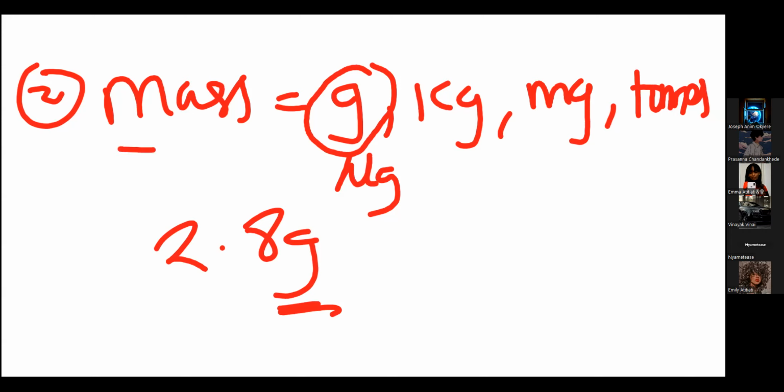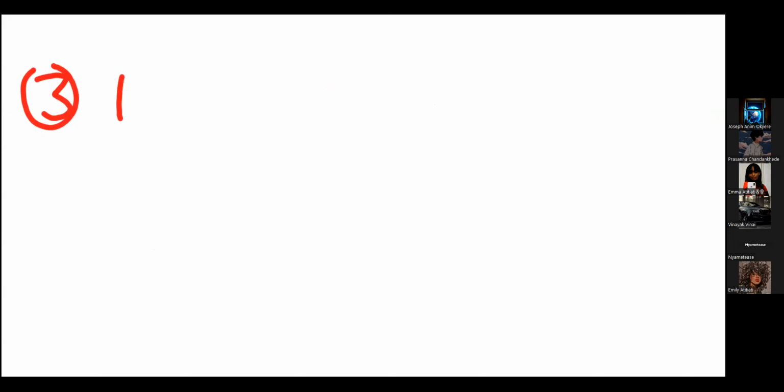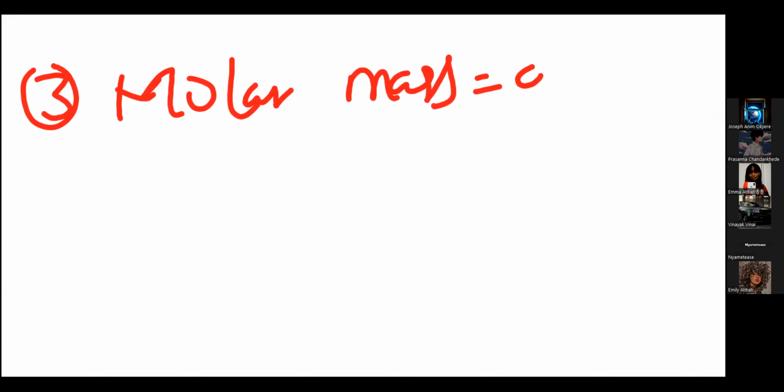Okay, so mass. Now you are asked to find mole, asked to find mass. Now the third thing you can be asked to find is the molar mass. Molar mass, the unit is gram per mole. Either they give you a substance and put the unit gram per mole there, or they'll give you a statement. Look out for this statement.